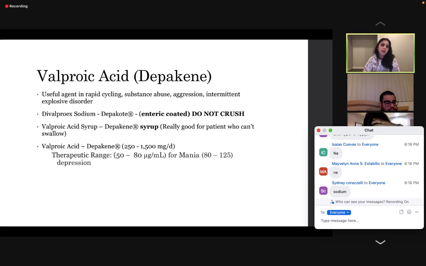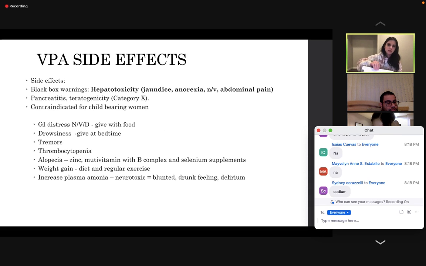Then there is valproic acid Depakene, which is your PO, right? I'm sorry, there's Depakene syrup, and there's your actual PO. I don't care about the ranges. I don't care for you to know them. Okay? So, useful in rapid cycling, substance abuse.